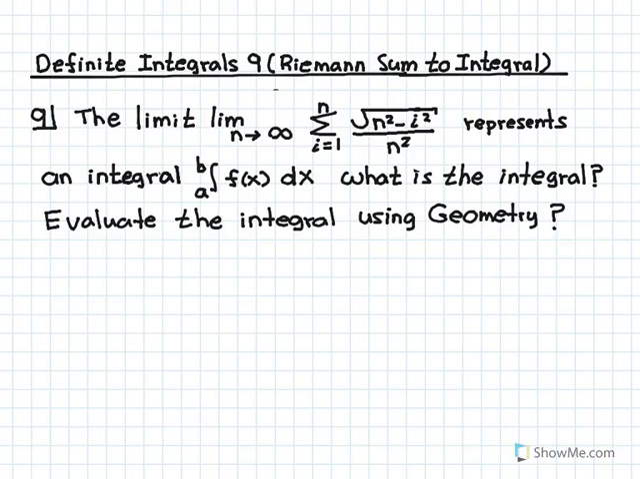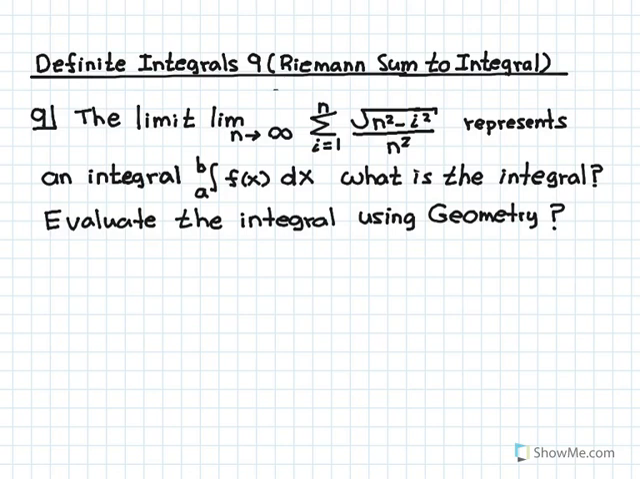In this video, we're going to look at another application of transforming a Riemann sum to an integral. The limit as n goes to infinity of the summation i goes from 1 to n of the square root of n squared minus i squared, divided by n squared, represents an integral from a to b of f of x dx. What is the integral? And we also need to evaluate the integral using geometry.